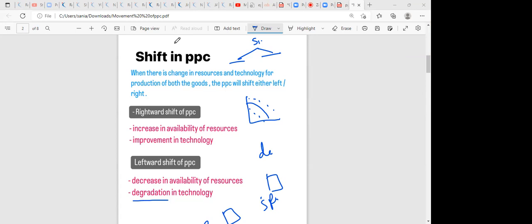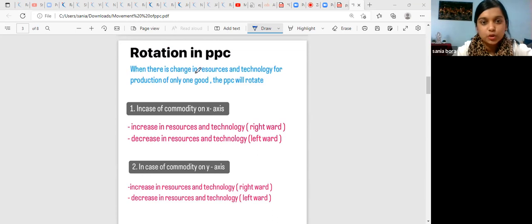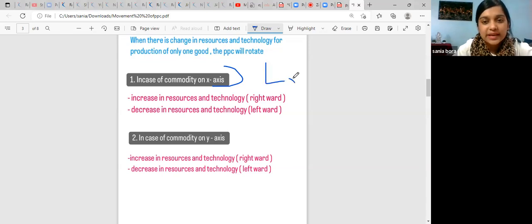Now coming to rotation of PPC. When there is a change in resources or technology for only one good, the PPC will rotate. Now you have two goods. In case of the commodity on the X axis, this is your graph. You know this is the X axis and this is the Y axis. Over the X axis you will get the X good, and on the Y axis you will get the Y good.